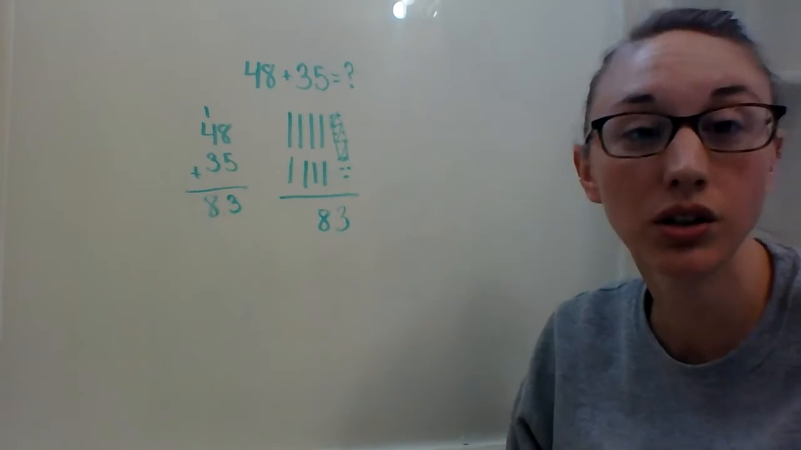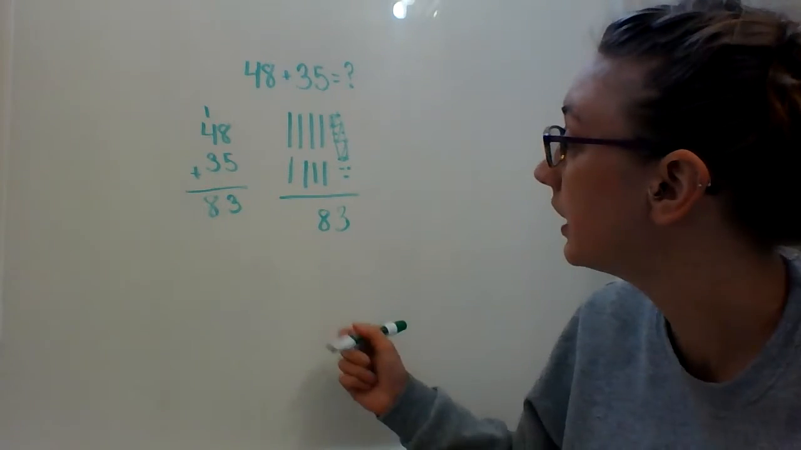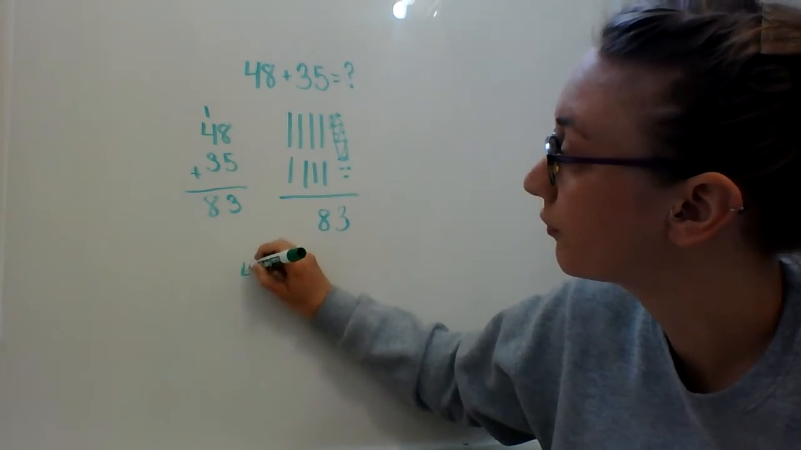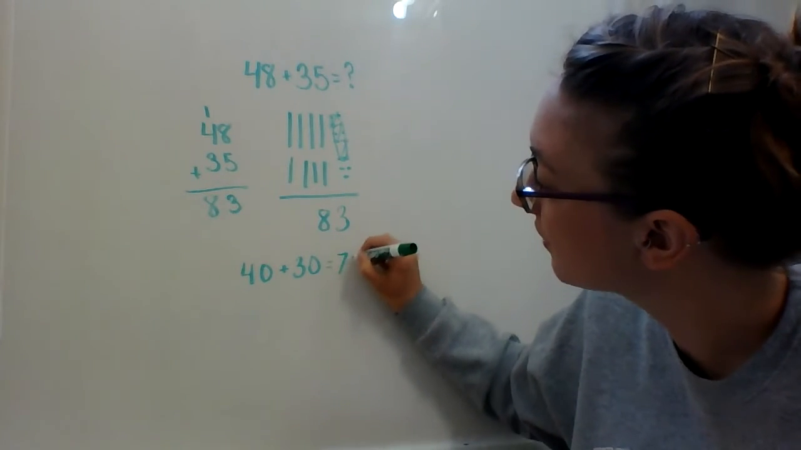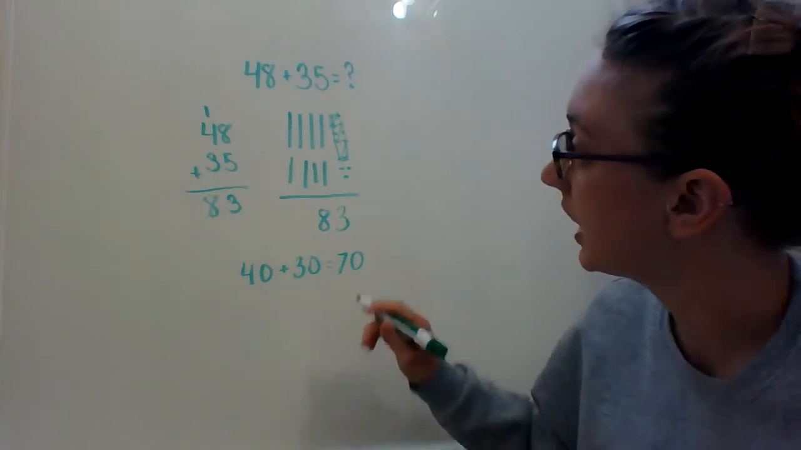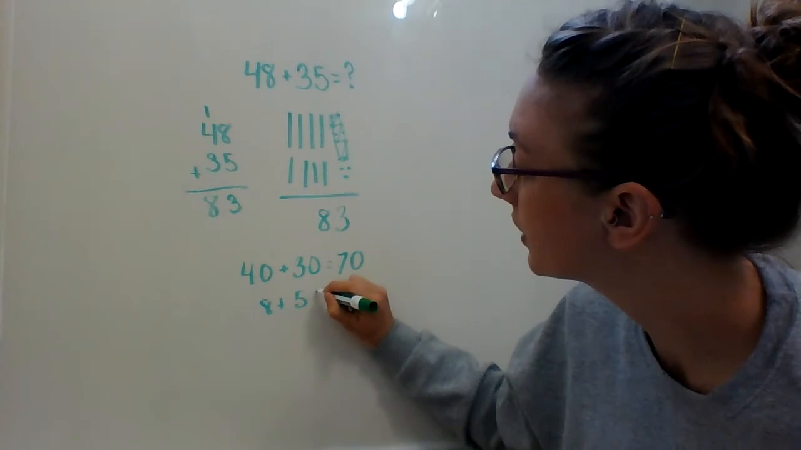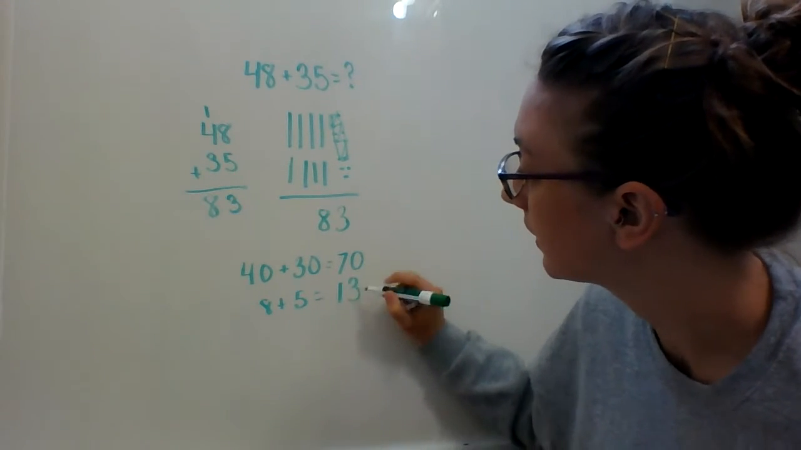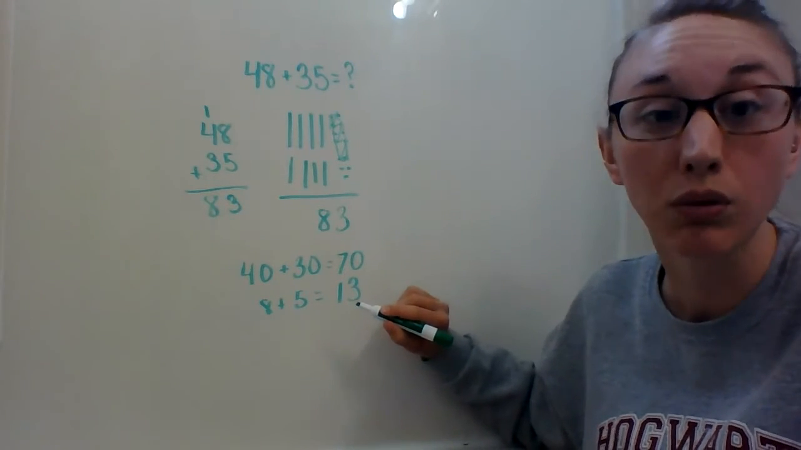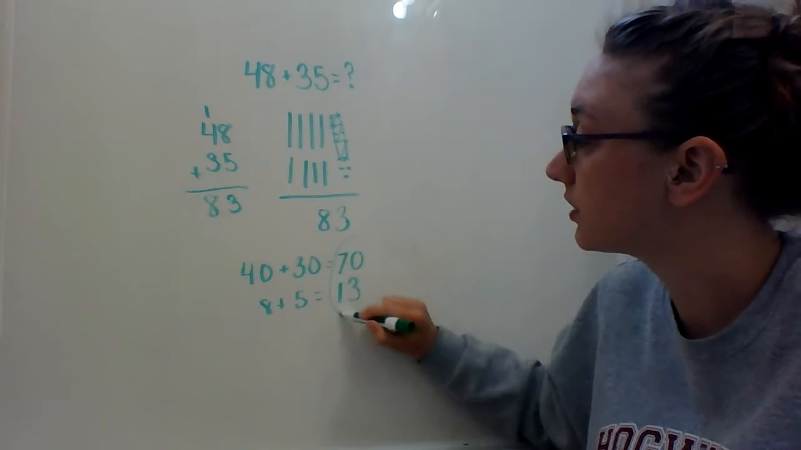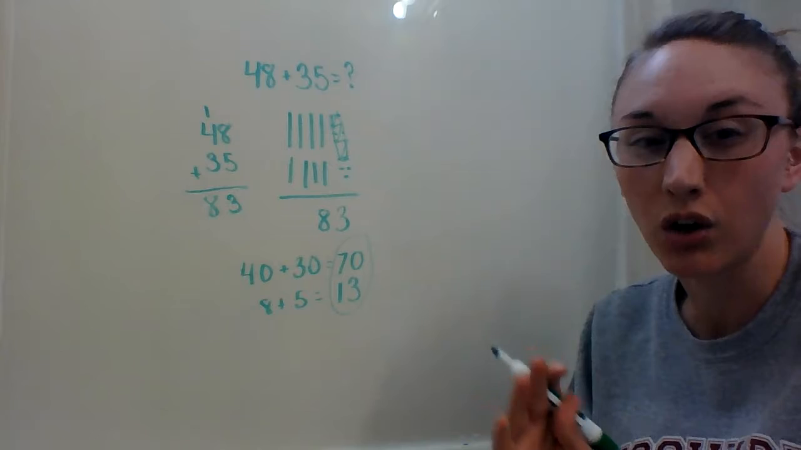Another strategy I could use is the sidewalk strategy. So here's what that looks like. I can start with 40 plus 30 equals 70. And then I can do 8 plus 5. 8 plus 5 equals 13. Now, here's where this gets a little bit different when you have to regroup. 70 plus 13, it doesn't go nice and neatly together.